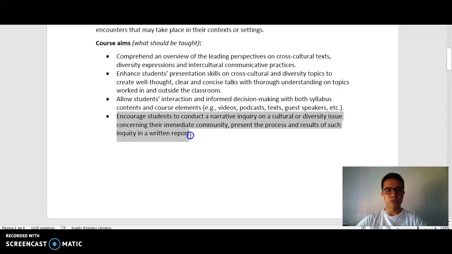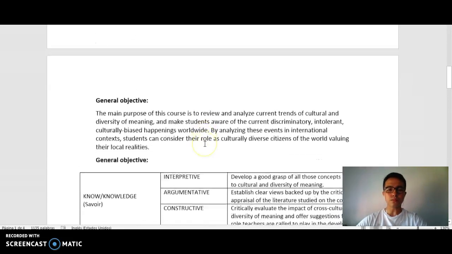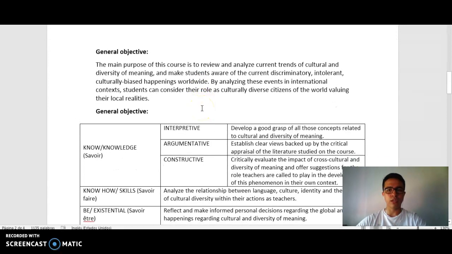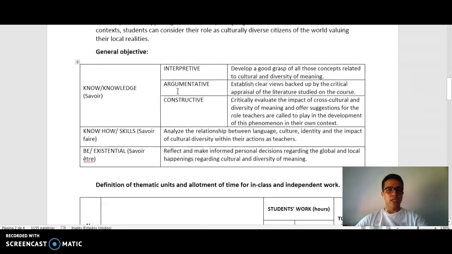I also intend, with this course, to encourage students to conduct a narrative inquiry on cultural or diversity issues concerning their immediate community, and I'm going to explain why in a minute. The general objective is to review and analyze the current trends of cultural and diversity of meaning, and make students aware of the current discriminatory, intolerant, and culturally biased happenings worldwide.